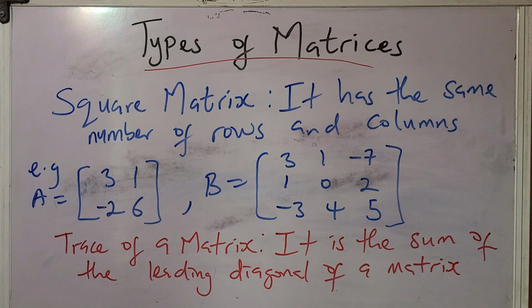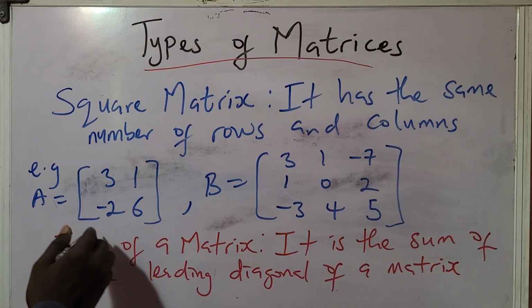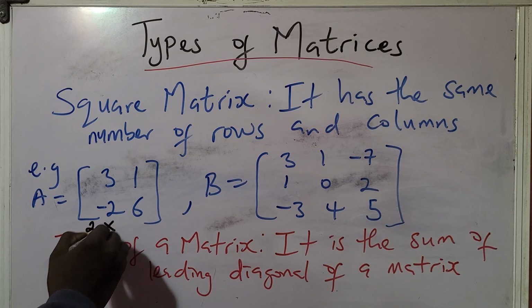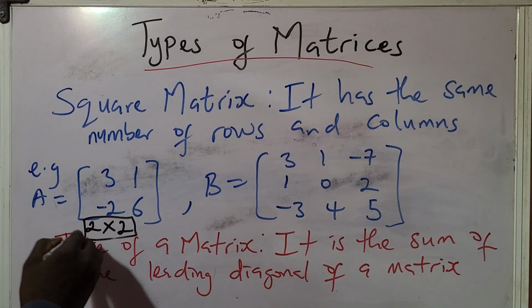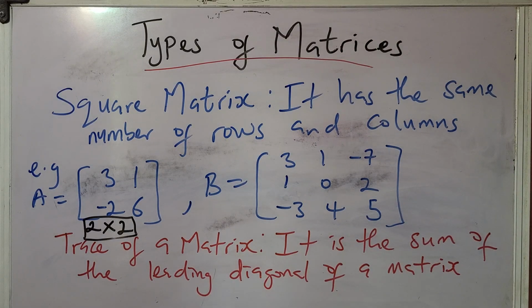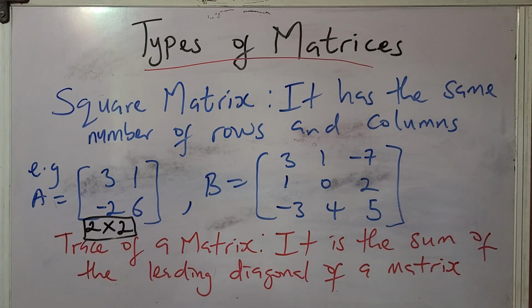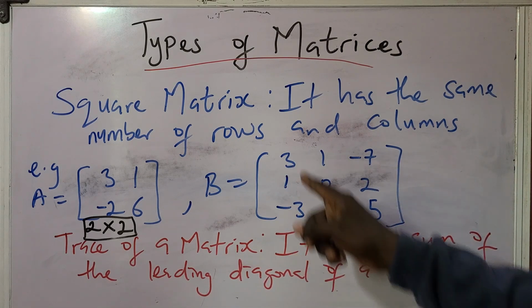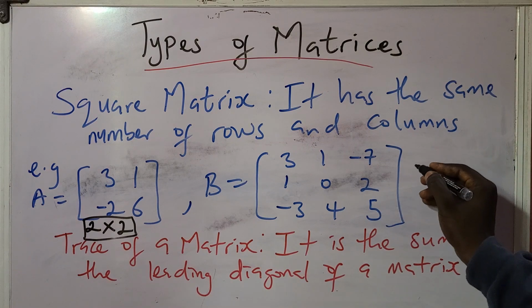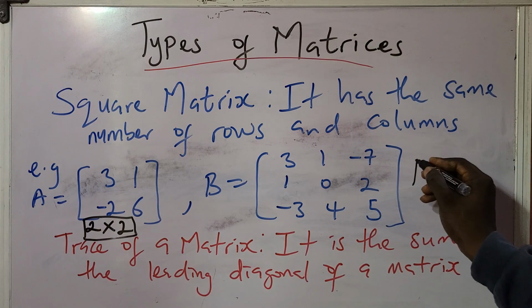So the order of our matrix will often have the same number of rows and the same number of columns. In this case, the order of matrix A will be a 2 by 2 matrix, because obviously you can see that this matrix has 2 rows and 2 columns. While matrix B has 3 rows, row 1, row 2, row 3, and 3 columns. So the order of this matrix will be a 3 by 3 matrix.